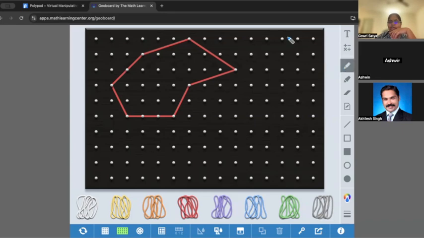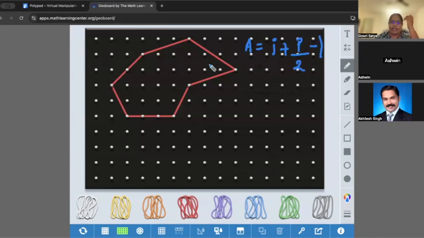So it says that area is equal to I plus P by 2 minus 1. I is the number of these dots which are inside. P is the number of the dots which are on the perimeter. So half the count of the points on the perimeter plus the count of the points inside less 1 will give the area of the shape.